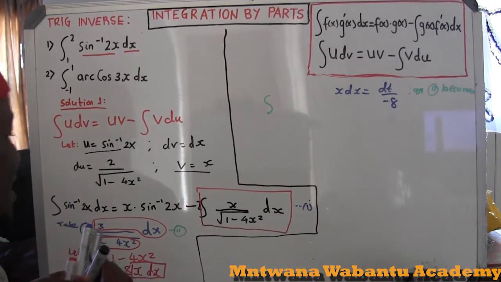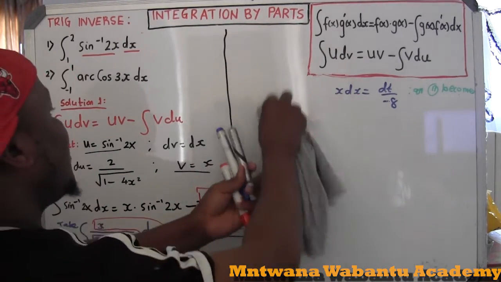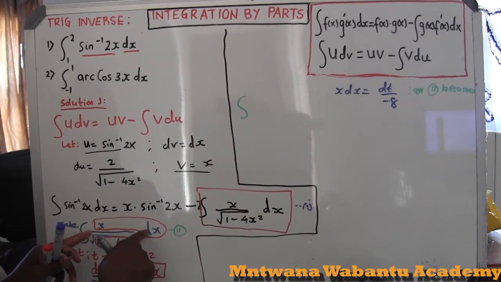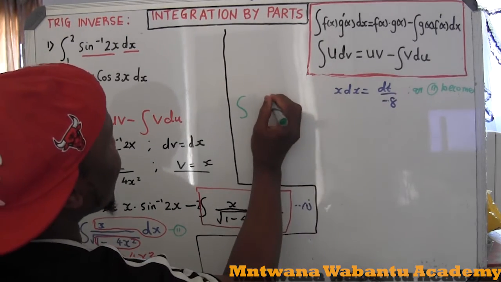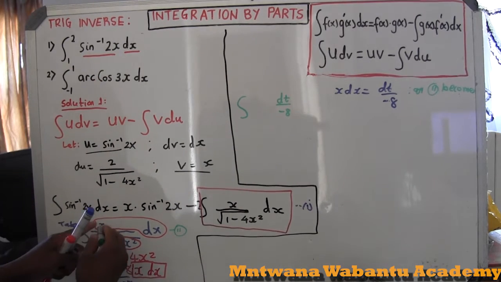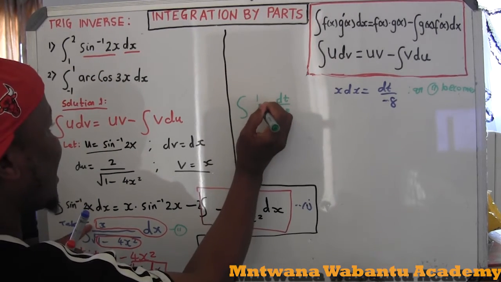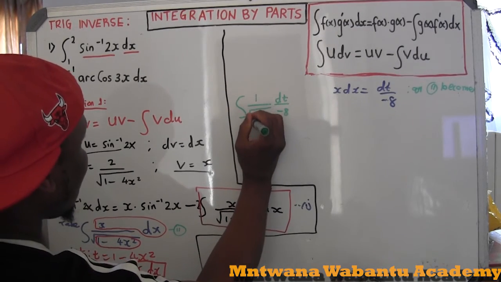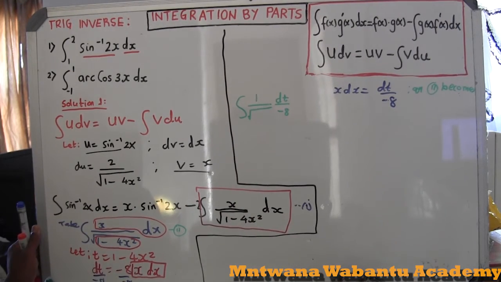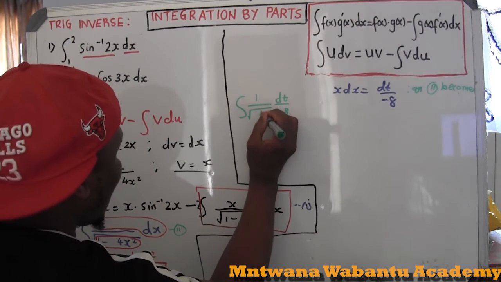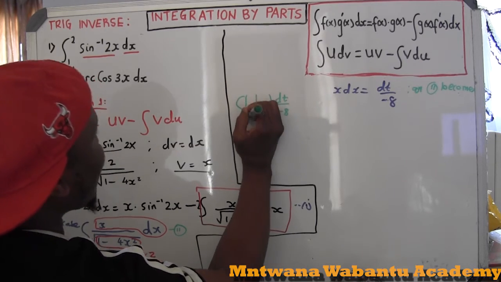So it's going to be the integral, where x dx is going to be dt over negative 8. And then we have it. There's nothing here, it means you can say 1 in the numerator. At the denominator, we have a square root. 1 minus 4x squared equal to t, so this is going to be the square root of t. So you see we got two terms here.